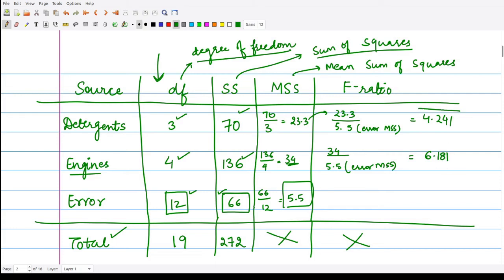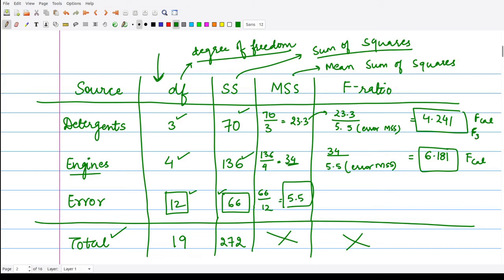So now this is our calculated value. So this is your F calculated. This is also F calculated. And we'll compare this value with F tabulated, and the value of F tabulated would be obtained for 3 degrees of freedom for detergent.